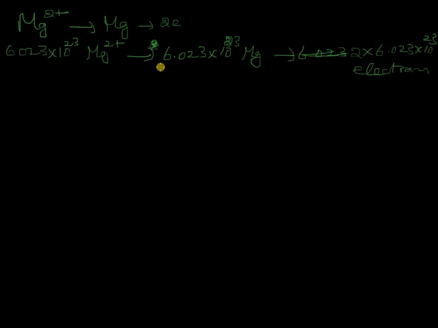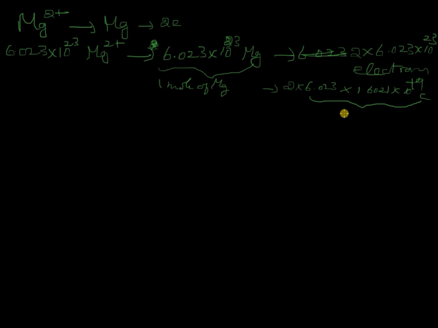Now this you know is 1 mole of magnesium, and this in terms of charge would be 2 into 6.023 into 10 to the power 23 into the charge of an electron, 1.6021 into 10 to the power minus 19 coulomb. These together, the value we already saw, is 96,487 coulombs, or 1 Faraday. So we need 2 Faradays.